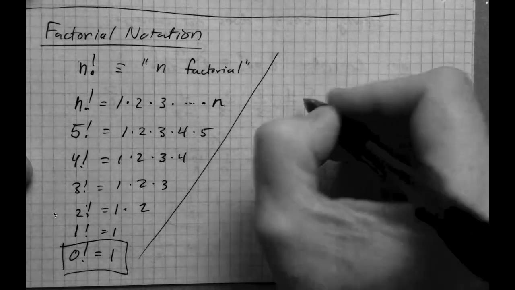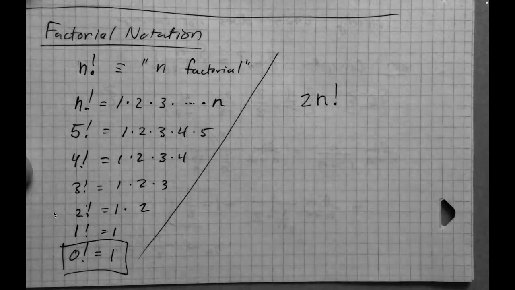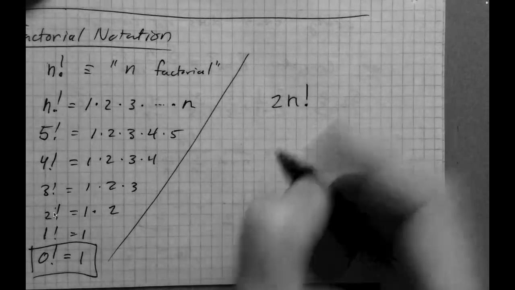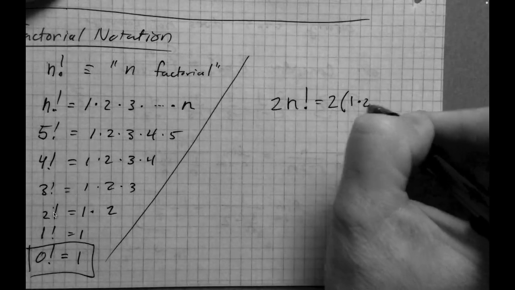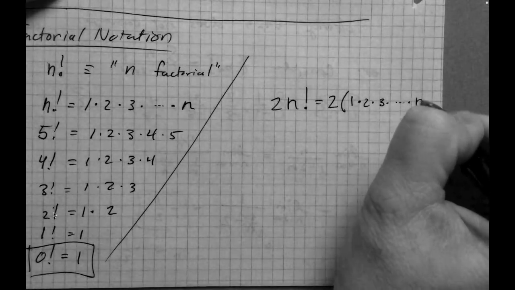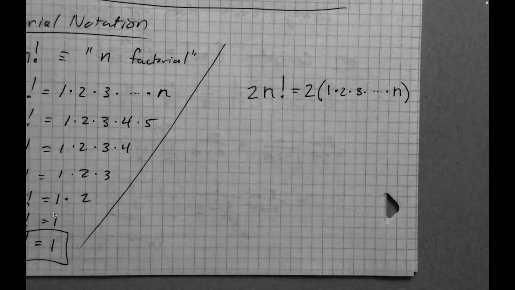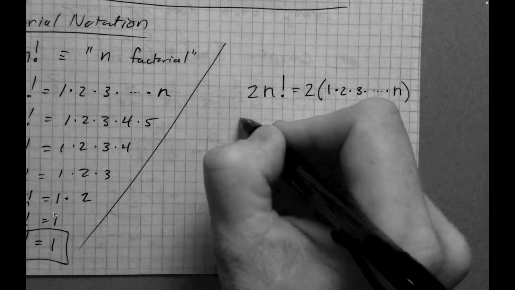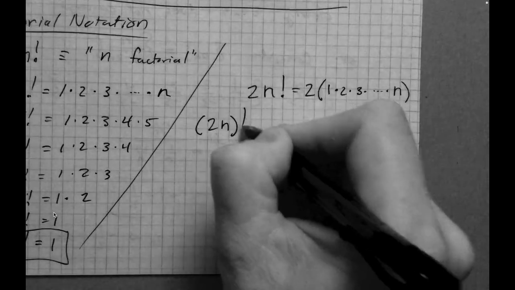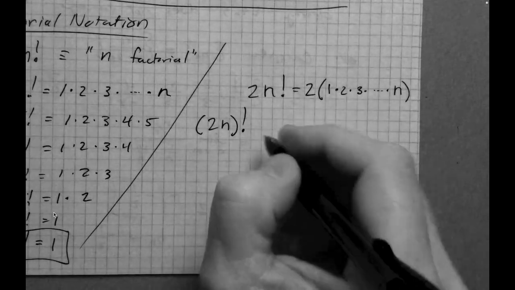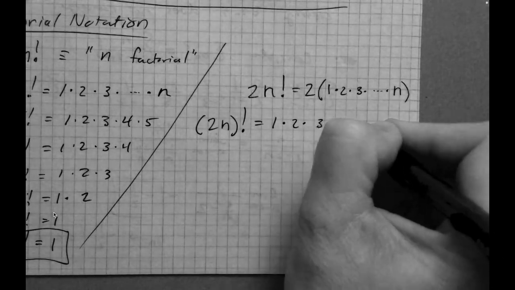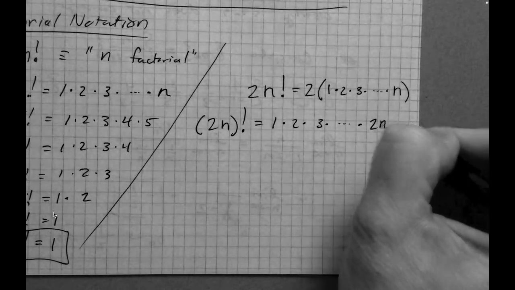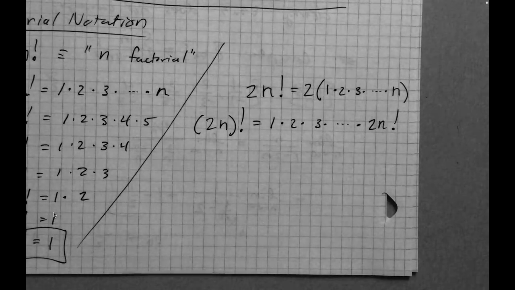So for example, if you see something like this, when it's written like that, what does that mean? Well, what that means is 2 times 1 times 2 times 3 times ... times n. Right, that's what that means. What does it mean if I write it like this? Well, that means something different. That means 1 times 2 times 3 times ... times 2n. Okay, so obviously totally different. So you have to be careful.